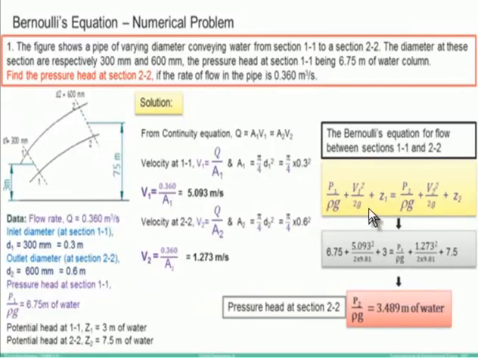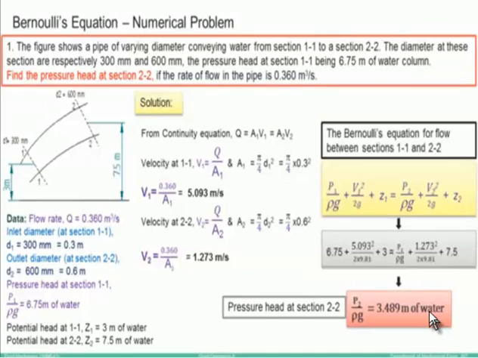So in this equation the only unknown is P2 by rho g. V1 we got, V2 we got, Z1 and Z2 are given, and P1 by rho g is given. We just substitute all the values except P2 by rho g, which is our pressure head at section 2-2. Substituting these values and calculating, we get the pressure head at section 2-2: P2 by rho g is equal to 3.489 meter of water. This is our required answer for this problem.